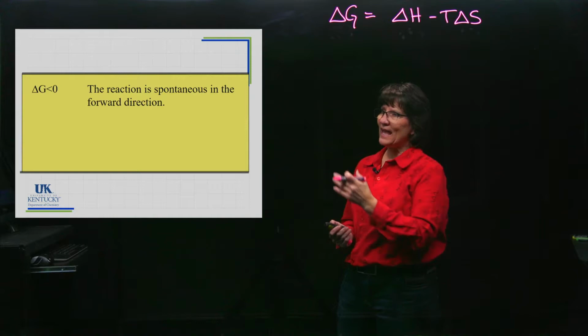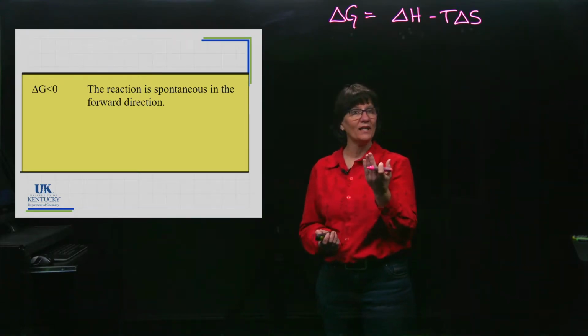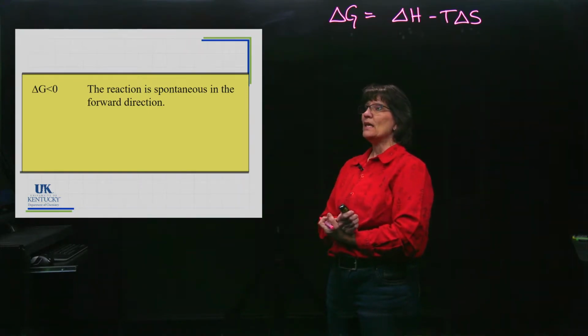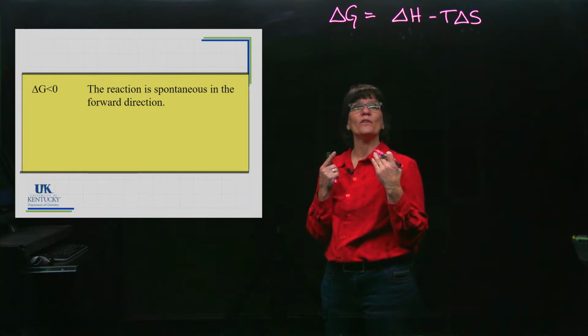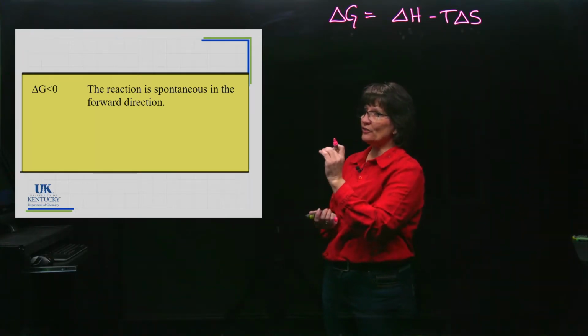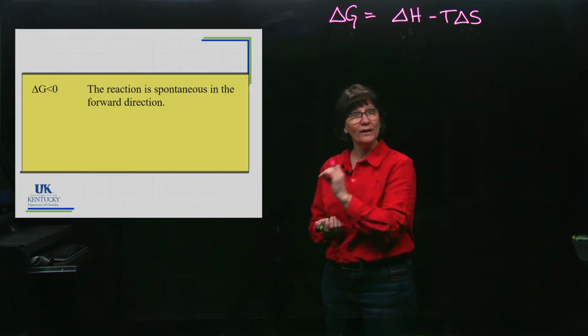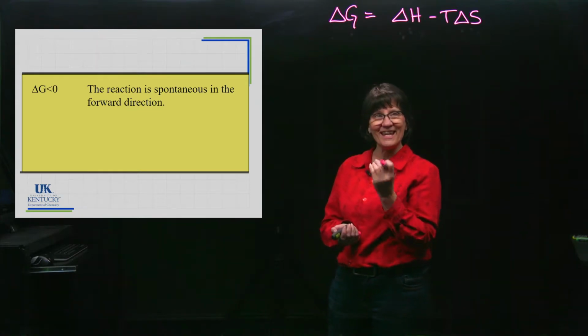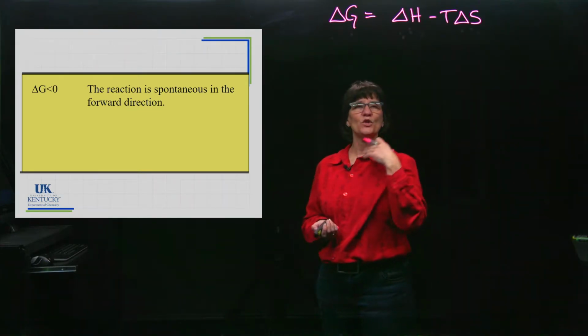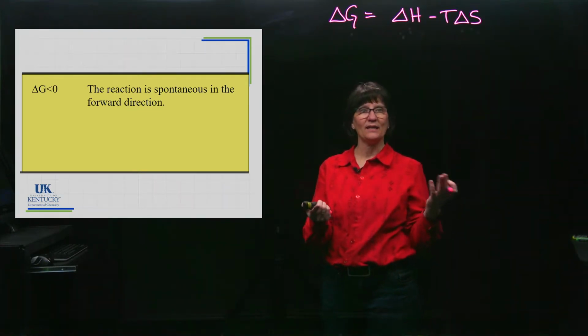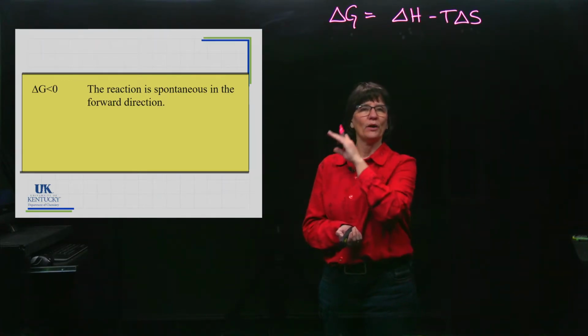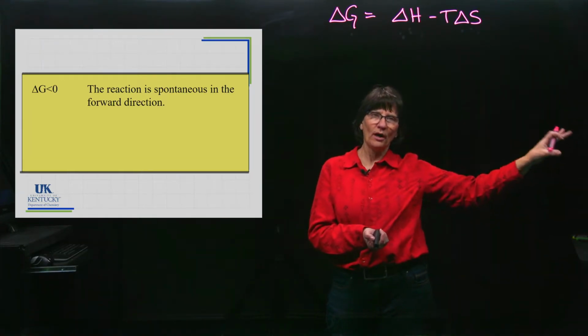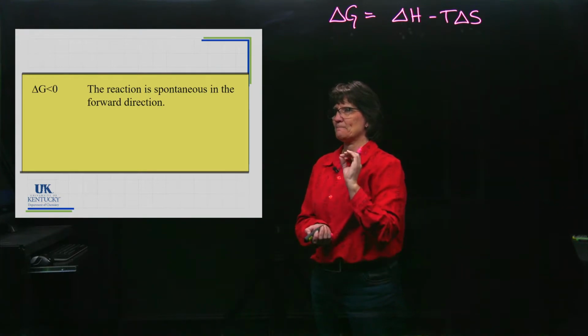So we have a table which is a summary of the sign convention. It's the opposite sign convention of what the delta S of the universe was. If delta G is less than 0, if it's negative, in other words, that's when you've got a reaction that's spontaneous as written. In the forward direction, from reactants to products, it is spontaneous.